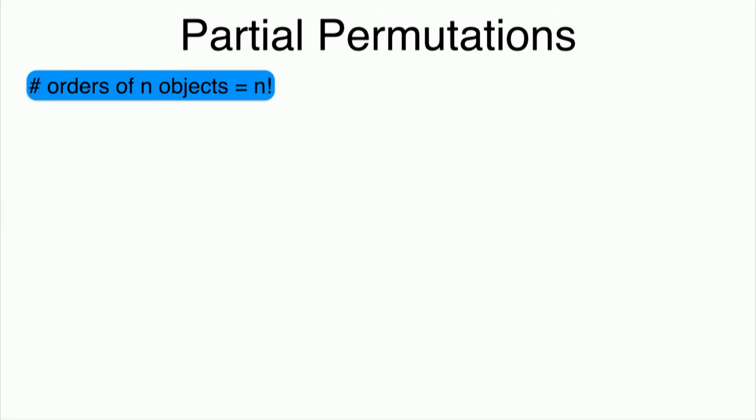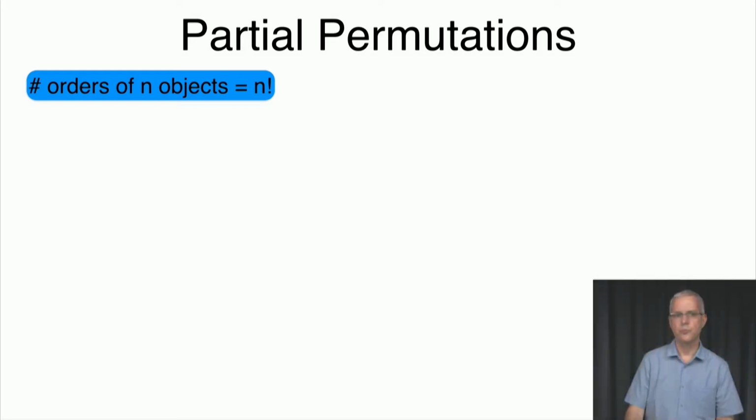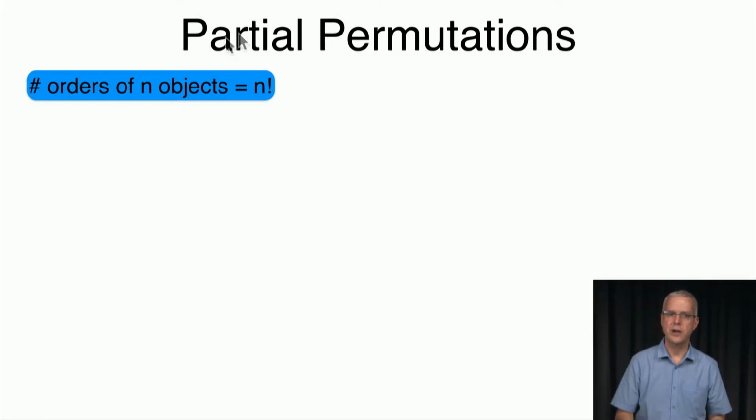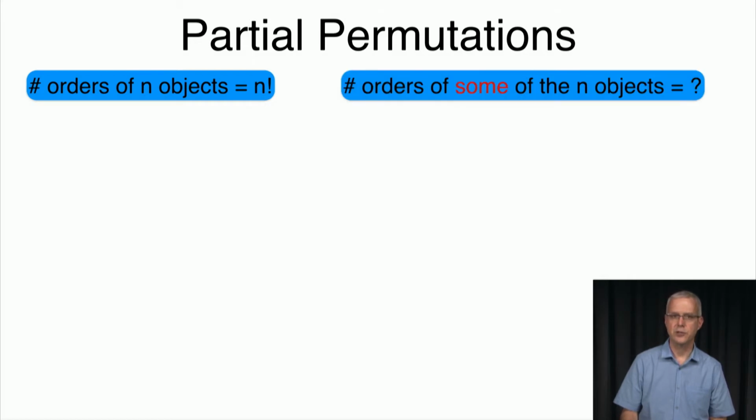Welcome again, everyone. Last lecture, we talked about permutations, and now we want to talk about partial permutations. These are permutations where you don't want to arrange all the objects that you have, but just some subset. So we know that the number of ways to arrange n objects is n factorial, and we would like to determine how many ways, or in how many orders, you can arrange some of the n objects.